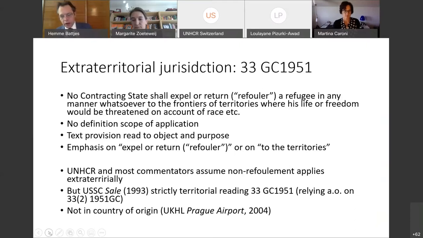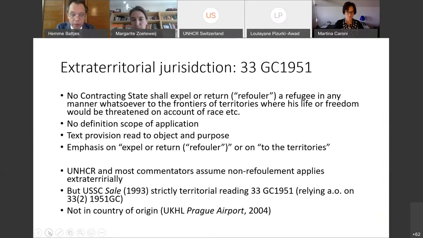In another reading, one should not read the term return so narrowly, and the term refouler was just inserted to make sure that rejection at the border was also included, but rather one should put the emphasis not on the where-from issue, but the where-to issue. So the words "to the territories." So if the main aim of the provision is to prevent that people will end up in territories where they will face persecution, then it makes sense to assume that being returned to those territories could also be returned from outside the territory of the state concerned.